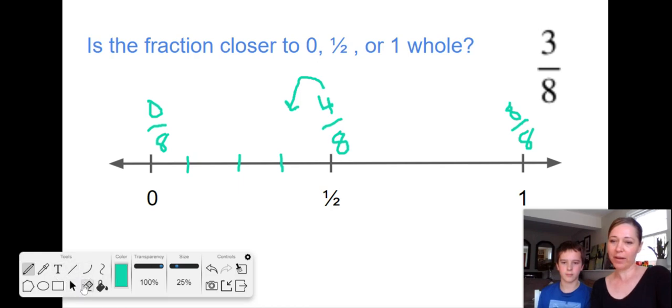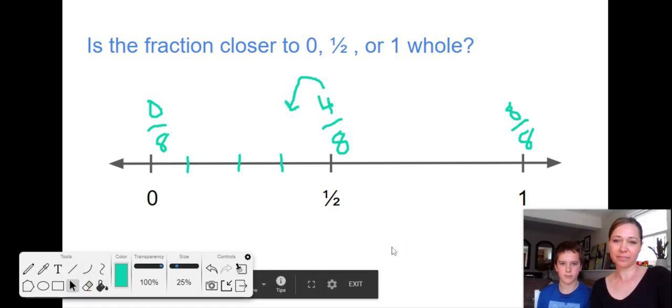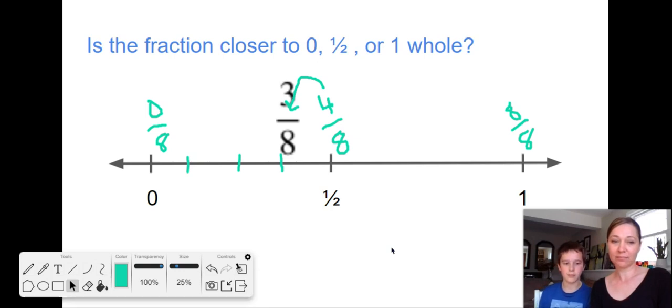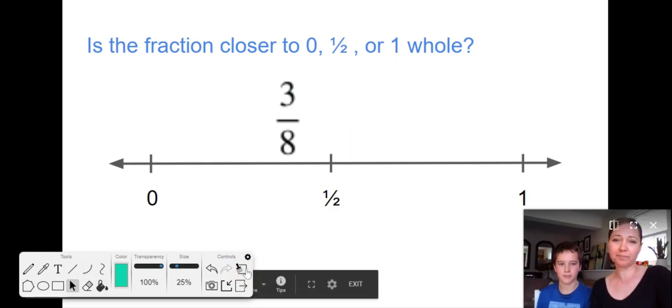So tools are in my way. What do you think? Not bad. Yeah, you're pretty close. So what's 3/8 closest to? 1/2. Clearly 1/2 on that one. All right, let me clear the screen and we'll try another one.